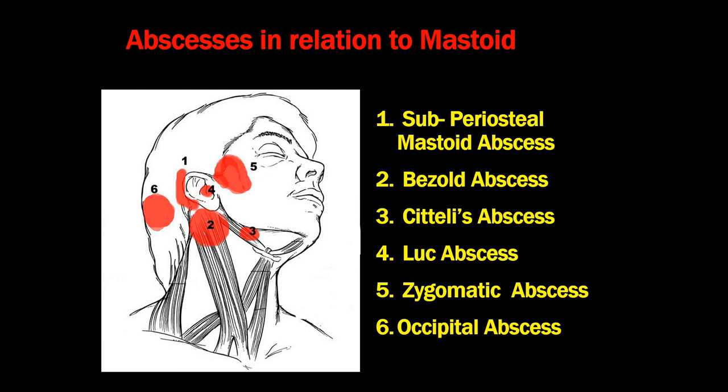Let's discuss abscesses in relation to the mastoid. The subperiosteal mastoid abscess is the most common mastoid abscess. This is subperiosteal, a post-auricular abscess. Bezold's abscess is in relation to the sternocleidomastoid muscle. Citelli's abscess is in relation to the digastric muscle. Luc's abscess is in the external canal. Then the zygomatic abscess, which is present in the anterior aspect of the zygoma, and the occipital abscess, which is more posterior.